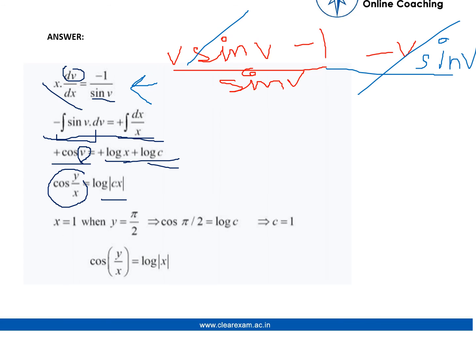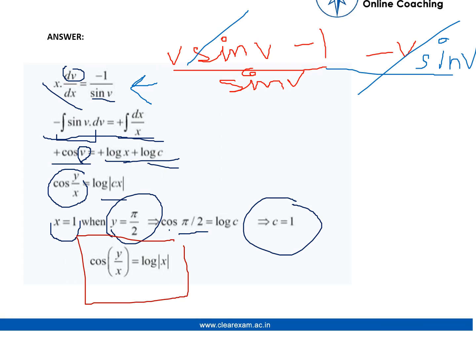Now we know that we have to take x = 1 when y = π/2. So for that we have cos(y/x) = log(c), cos π/2. So here we get that our c = 1. So our final answer we get as cos(y/x) = log x.